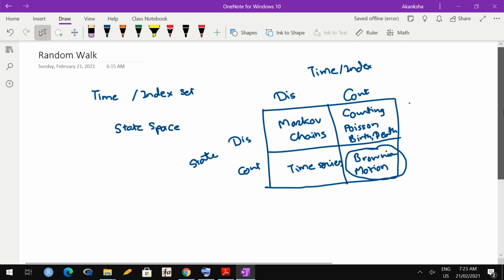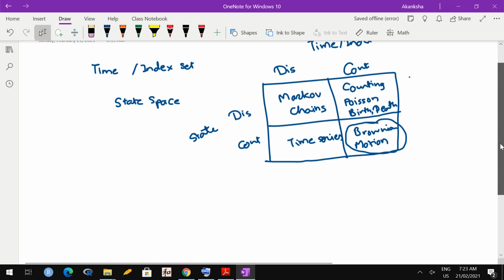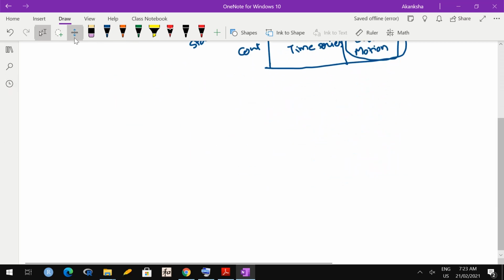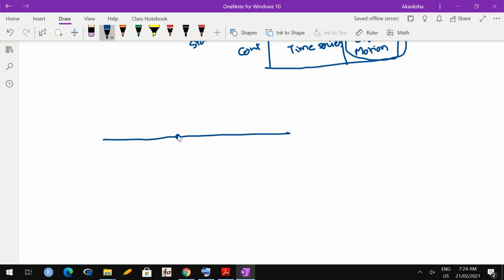So Brownian motion actually comes from generalization of random walk. So let us first revise a few properties of random walk. So what is a random walk? So you have, say, a particle starting here, and this particle can move either to right or to left with certain probability, okay, and with certain time, after certain time.